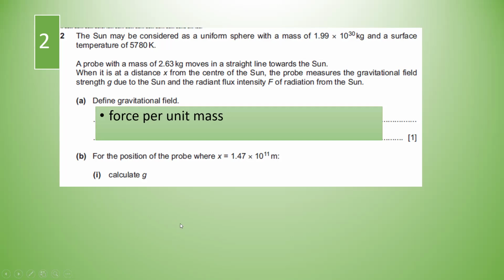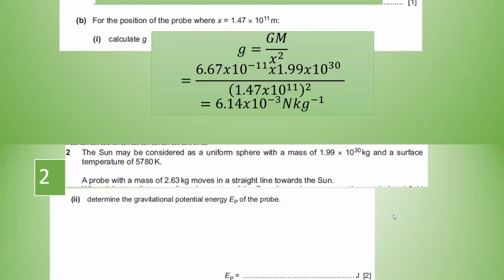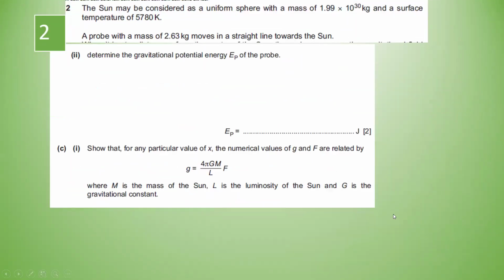GM over x squared. Put in your value. That's your value for G. That's the mass of the sun. X, that's your x value. Square that. Then use a calculator to calculate. Stop me if you need further explanation.